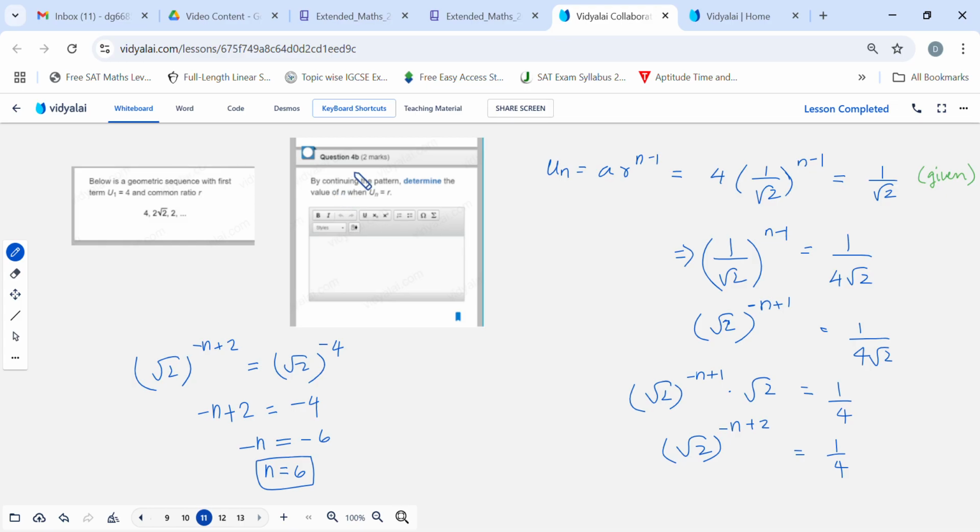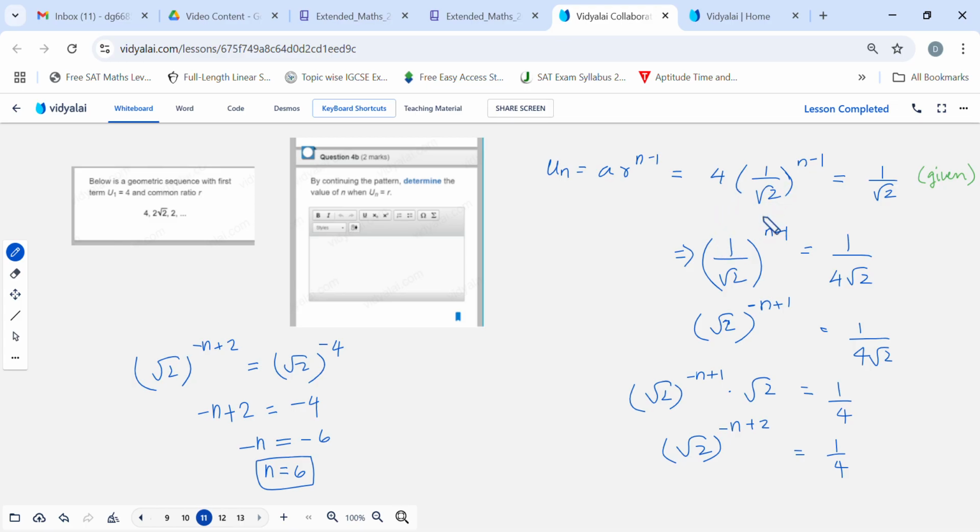Now the second part, B part, is to find the value of n when un is equal to r. The nth term of a geometric sequence is un = a r^(n-1), where a is the first term and r is the common ratio of the geometric sequence. So this is equal to 4 times (1 by root 2)^(n-1), which is equal to 1 by root 2, which is equal to r, which is given in the question.